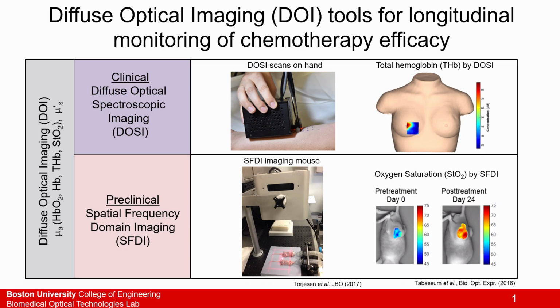Here you can see diffuse optical spectroscopic imaging, in short DOSI, which is a clinical DOI tool taking point scans on a hand. This point measurement can then be interpolated to generate an image. Here is total hemoglobin from a healthy breast measured with DOSI superimposed on a 3D scanned bust model. DOSI has already shown that it can predict treatment response in breast cancer patients in the clinic.